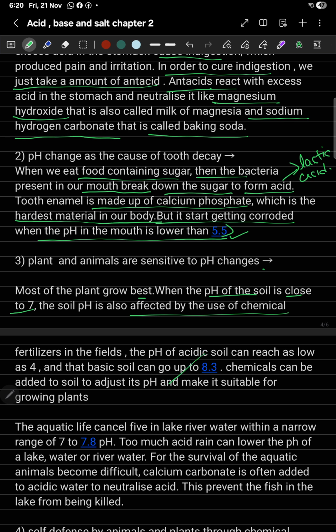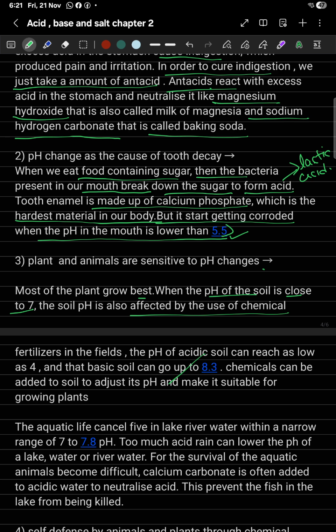The pH of acidic soil can reach as low as 4. If the soil pH is lower than 4, it is acidic soil. Or if it is more than 8.3, it is considered basic soil. So plants cannot grow if the pH is too low or too high.